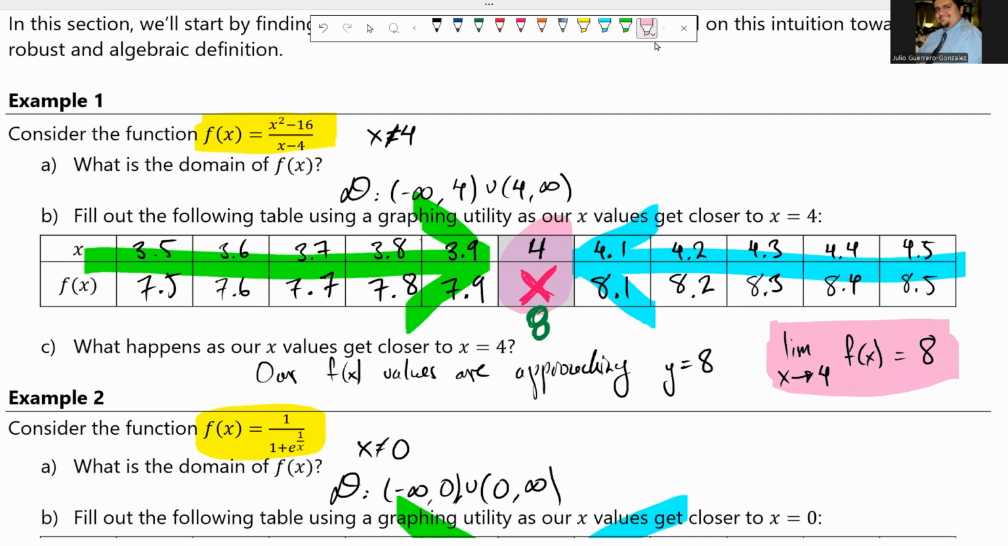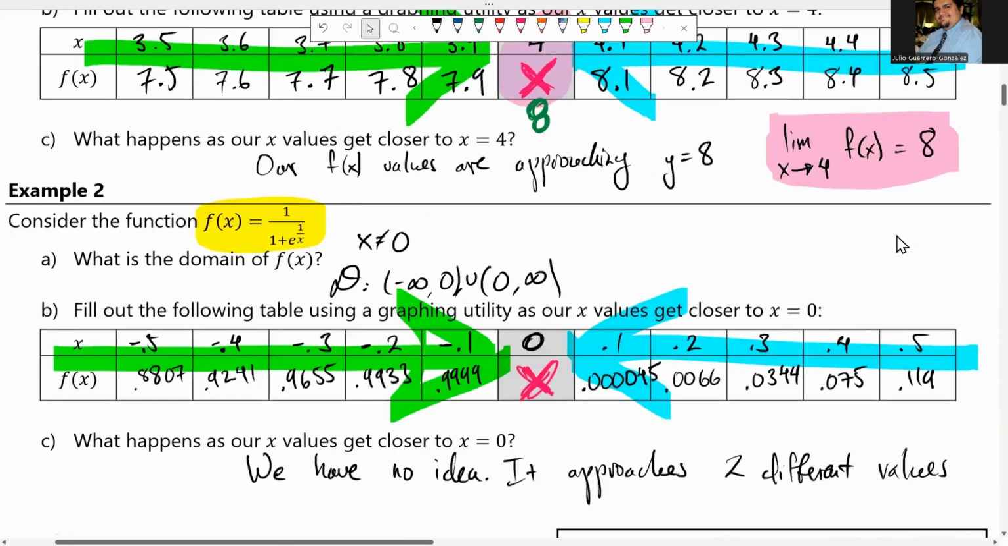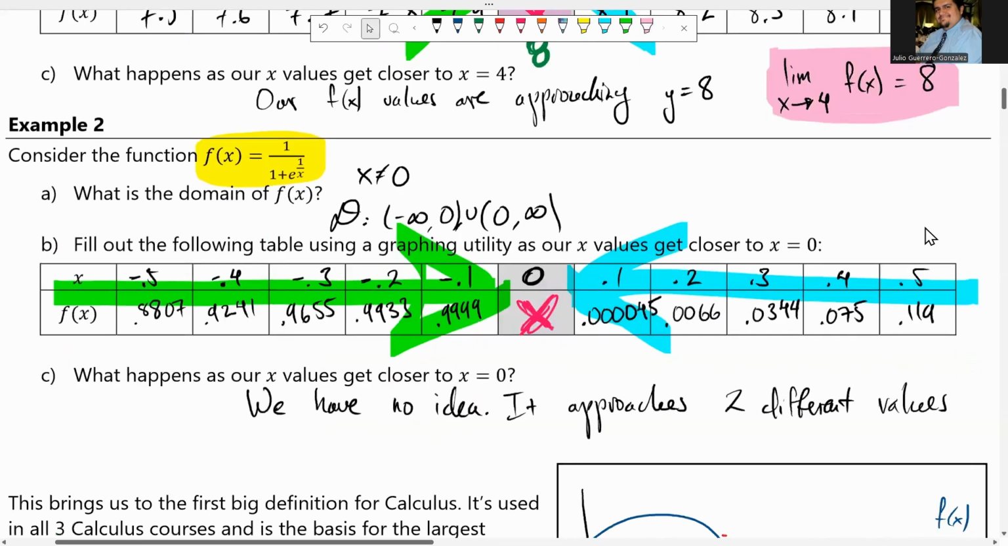X equal 4 is not a value we can plug in, but we can follow the breadcrumbs. We can follow the ant trail, right? And we can see that all the y values start heading toward y equal 8. Okay, let's move on to this other example.